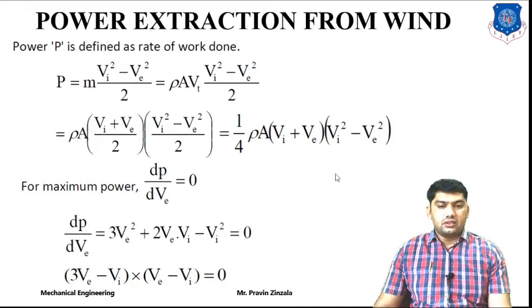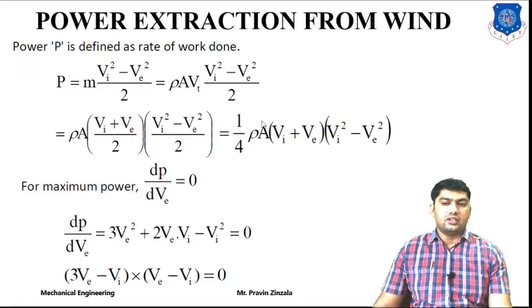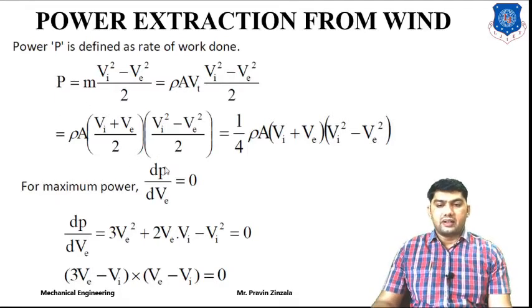By taking the derivative of this equation with respect to V, we will get some condition. If we insert this condition in this equation, we will get the maximum power. So for maximum power, we take the derivative of power with respect to the axial velocity. Simplifying this equation: Vi into Vi, means Vi cube, Vi minus Vi V square plus Vi, V into Vi square minus Ve cube.